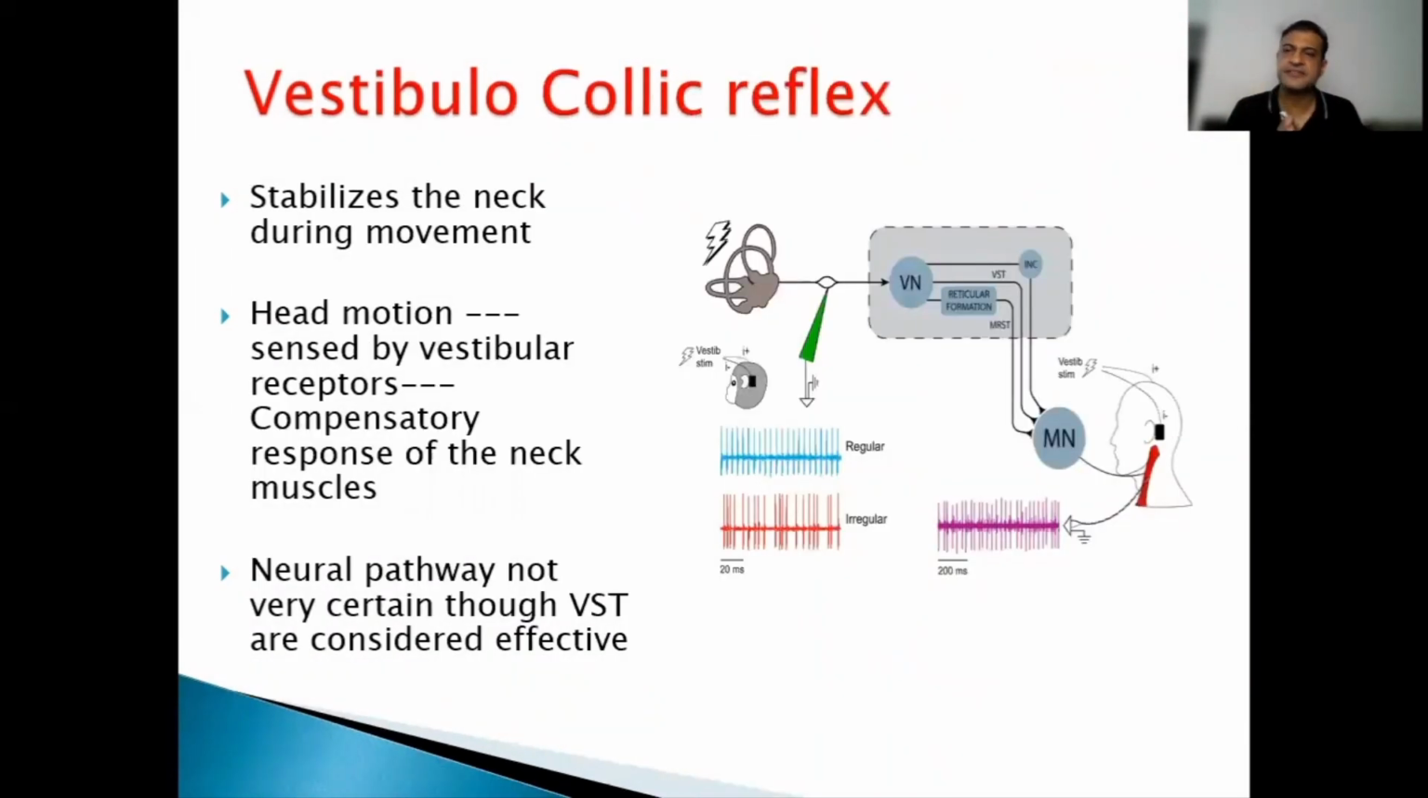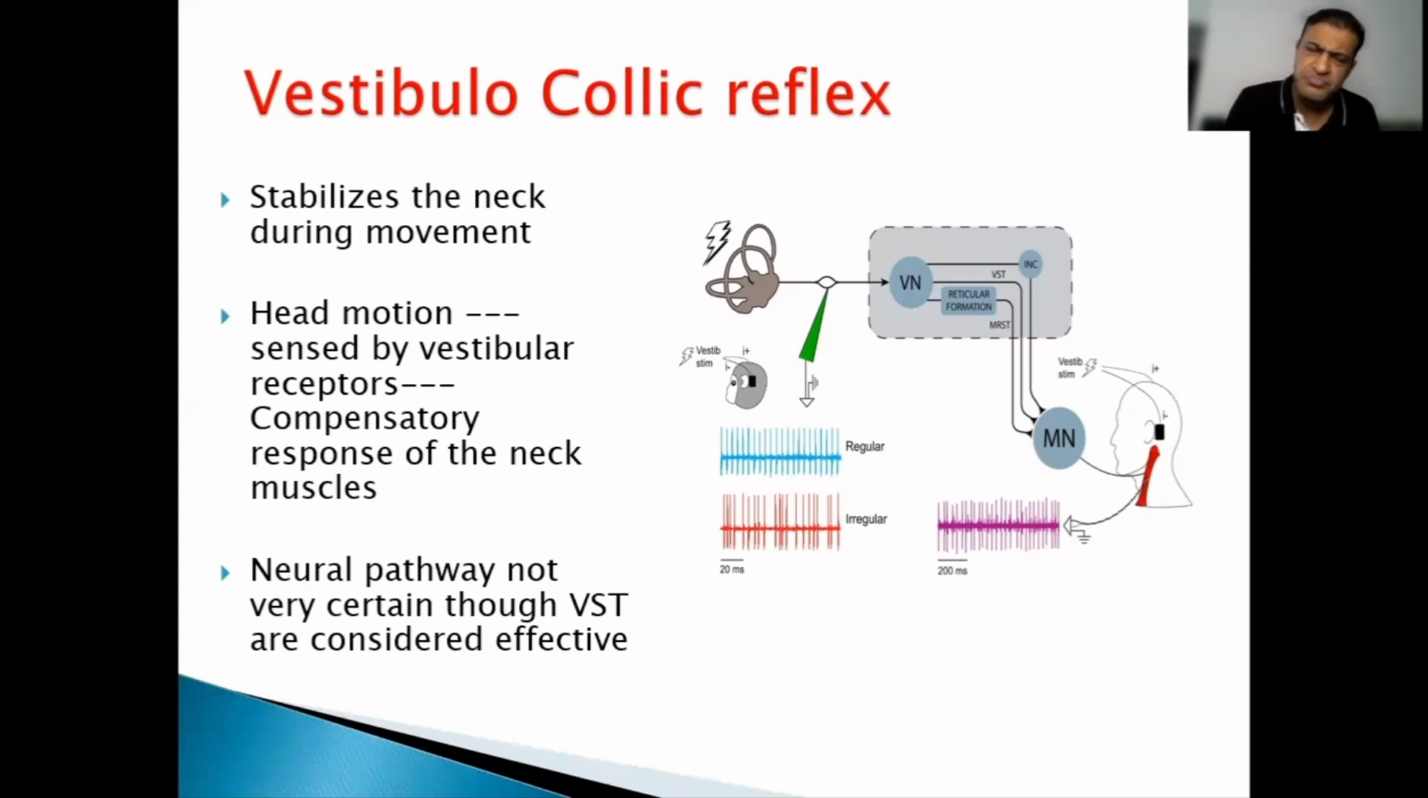The vestibulocollic reflex is the same kind of reflex, but only for the neck. That is stabilization of the neck during the movement. So the vestibulo-ocular reflex is for stabilization of the eyes, the vestibulospinal reflex is stabilization of the body, and the vestibulocollic reflex is stabilization of the neck. In this case, the head motion is sensed by the vestibular receptors, and the compensatory contraction of the neck muscles happens mainly by the vestibulospinal tract, with some involvement of other tracts also. However, the neural pathway in human beings is not very clearly known.